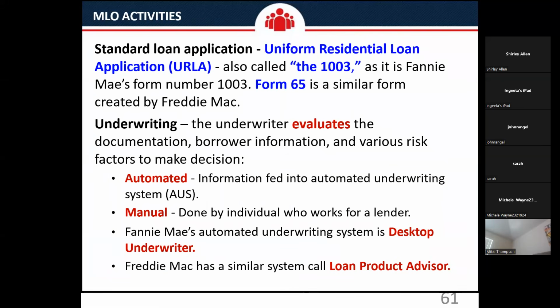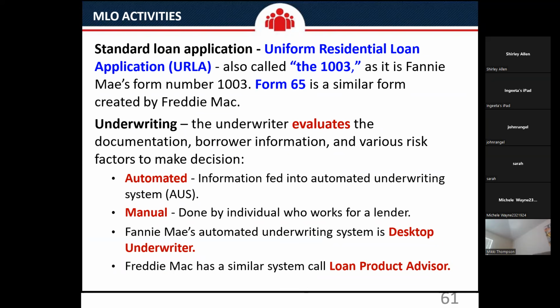Standard MLO activities. The Uniform Residential Loan Application, the URLA, also called the 1003, is Fannie Mae's form 1003, Freddie Mac's Form 65. We use the same form. Underwriting: the underwriter evaluates documentation and the borrower's information, looking at the various risk factors in order to make a decision. They use several ways to do that.